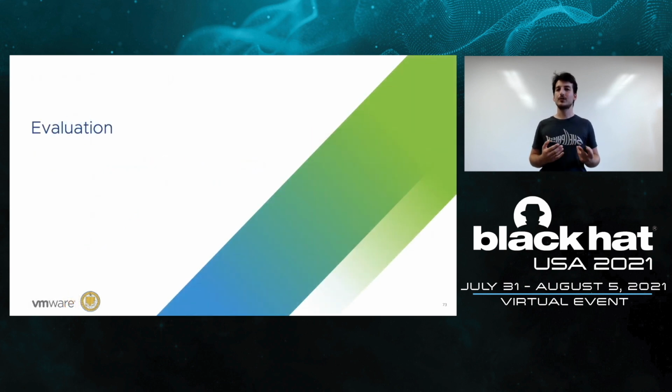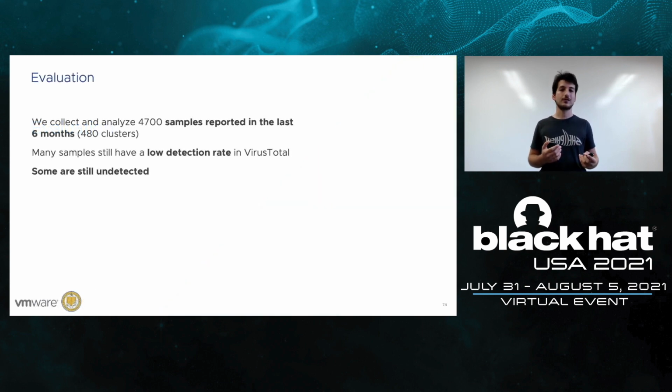So we will now look at our evaluation and comparison with other similar tools and techniques for the deobfuscation of XL4 samples. First, in order to evaluate our tool, we collected and analyzed roughly 4,700 samples which were reported and observed in the last 6 months. We classified these samples in roughly 480 clusters of distinct behavior. Many of these samples still have a very low detection rate in VirusTotal, which we think is interesting, and many are still undetected.